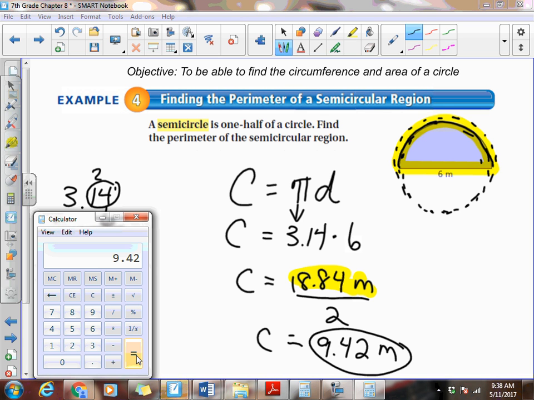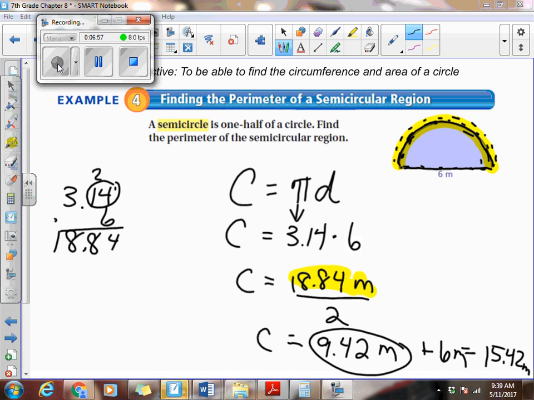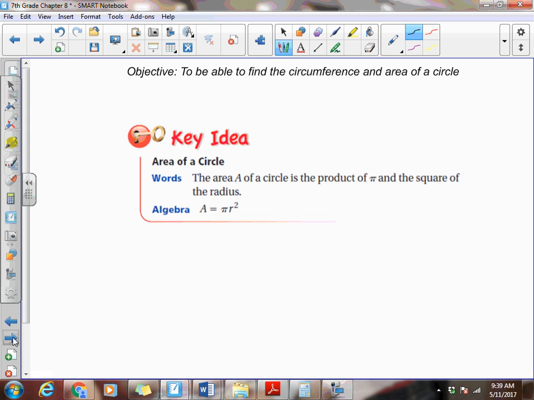Now, stop and think. Remember that that is the distance that's highlighted up here. When we're finding the perimeter of the whole semicircular region, we need to include this. So we're going to go back and add on this side, this 6 meters. And then we can get our full perimeter of 15.42 meters. If you have questions on this, now would be a good time to pause your video and ask for clarification. If not, we're going to move on.